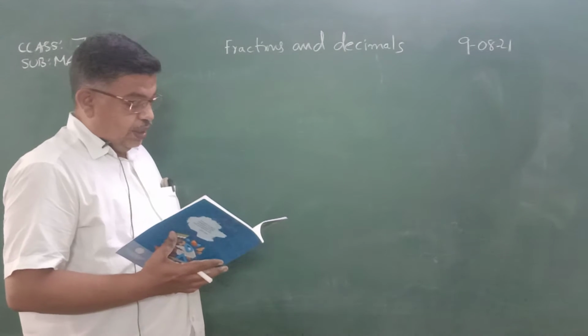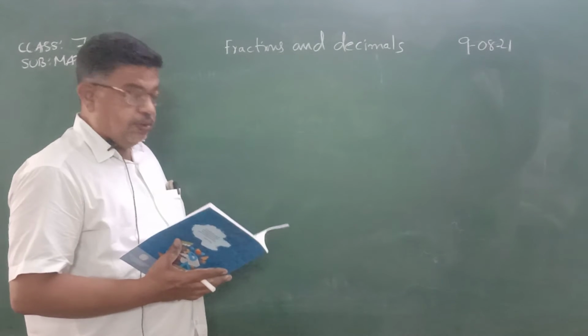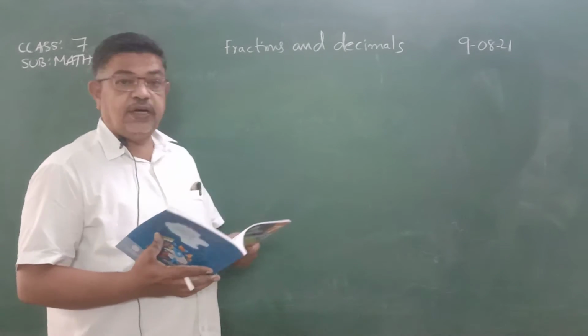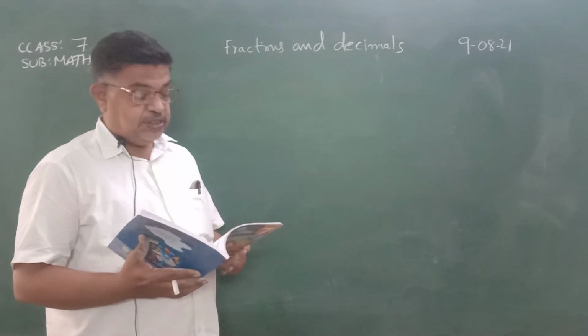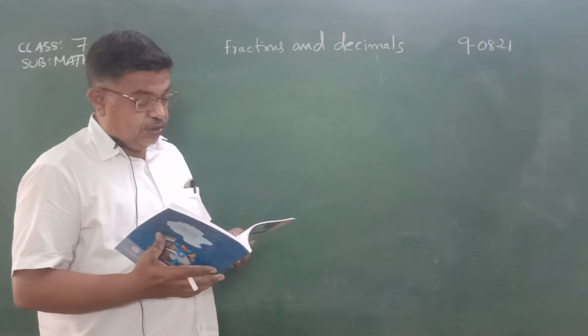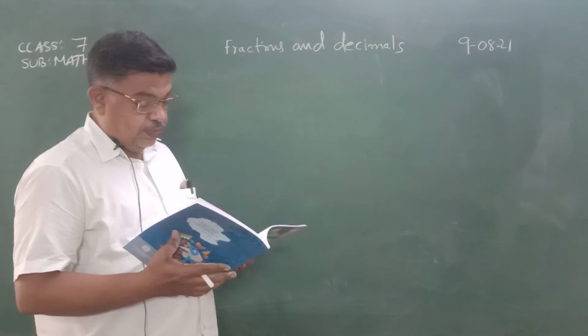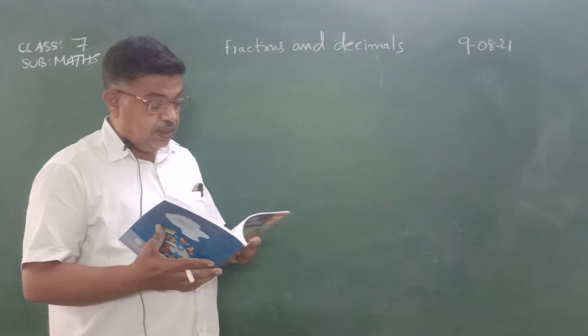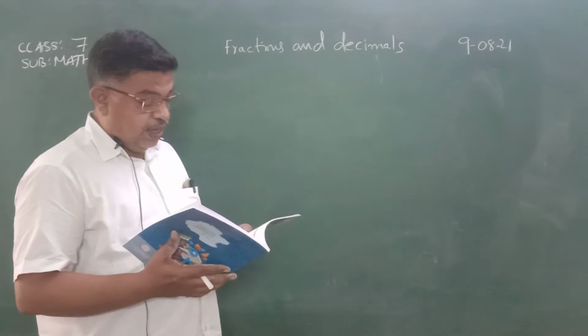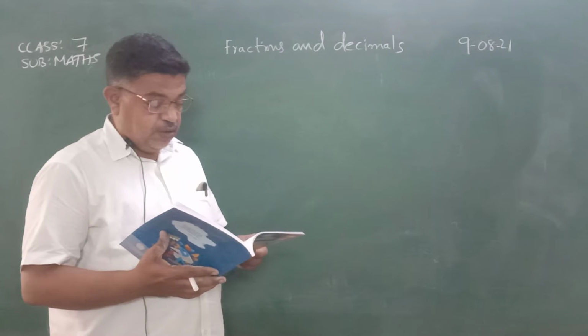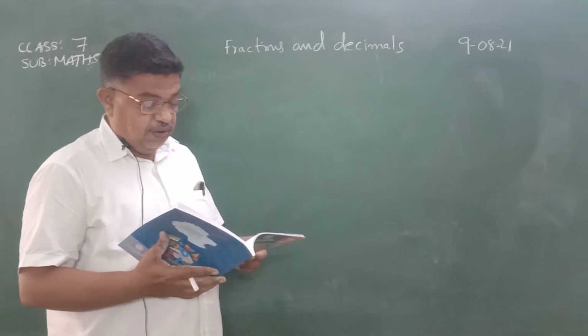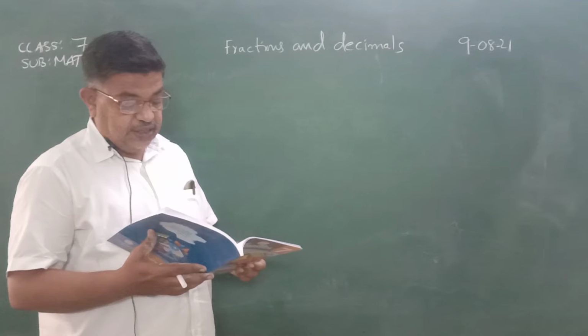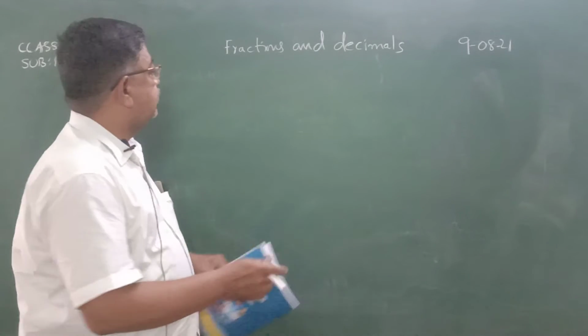Children, yesterday we did up to the fourth problem in exercise 2.1 in the fractions and decimals chapter. Now we are continuing with the fifth problem. The fifth problem is also over. We are continuing with the sixth problem. A car traveled 225 kilometers in 4.5 hours with uniform speed. Find the distance traveled in 1 hour.